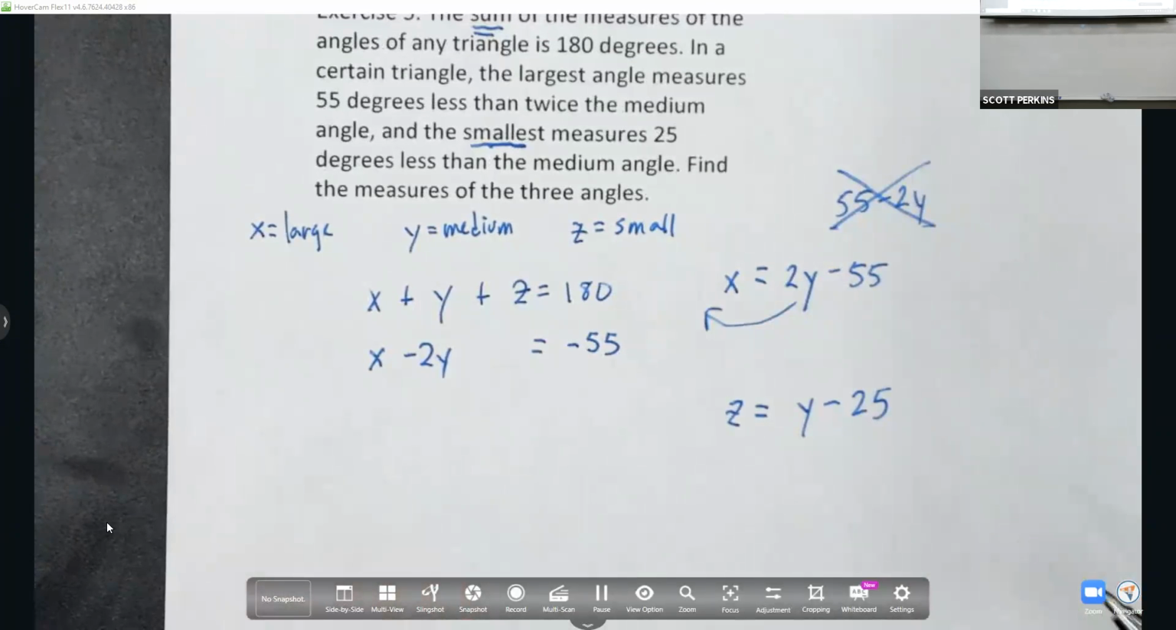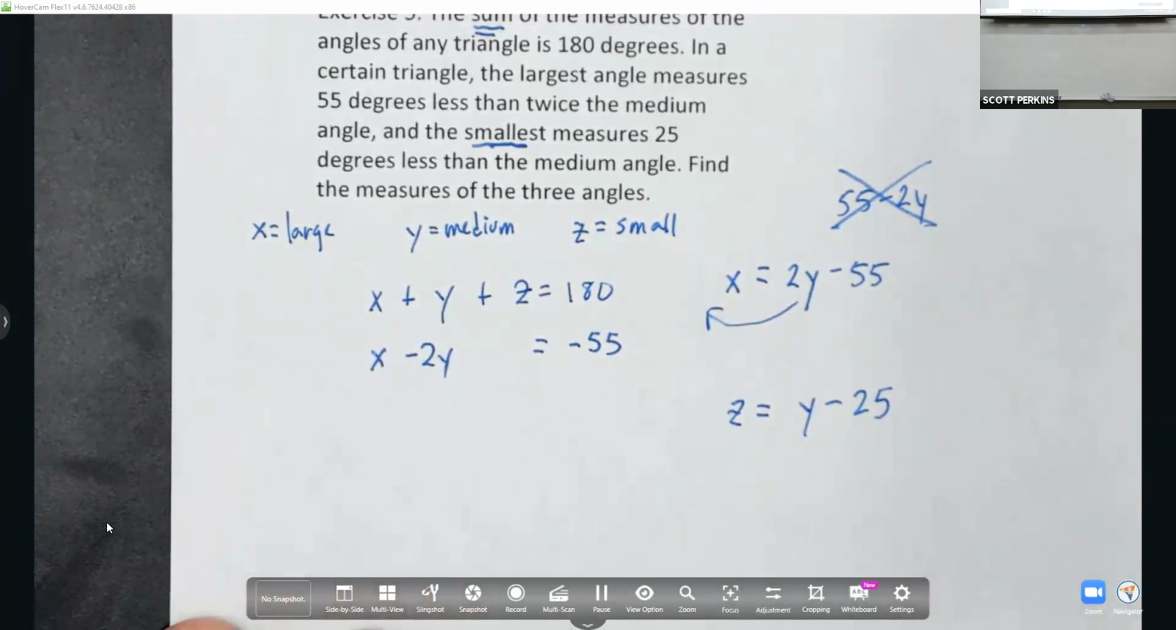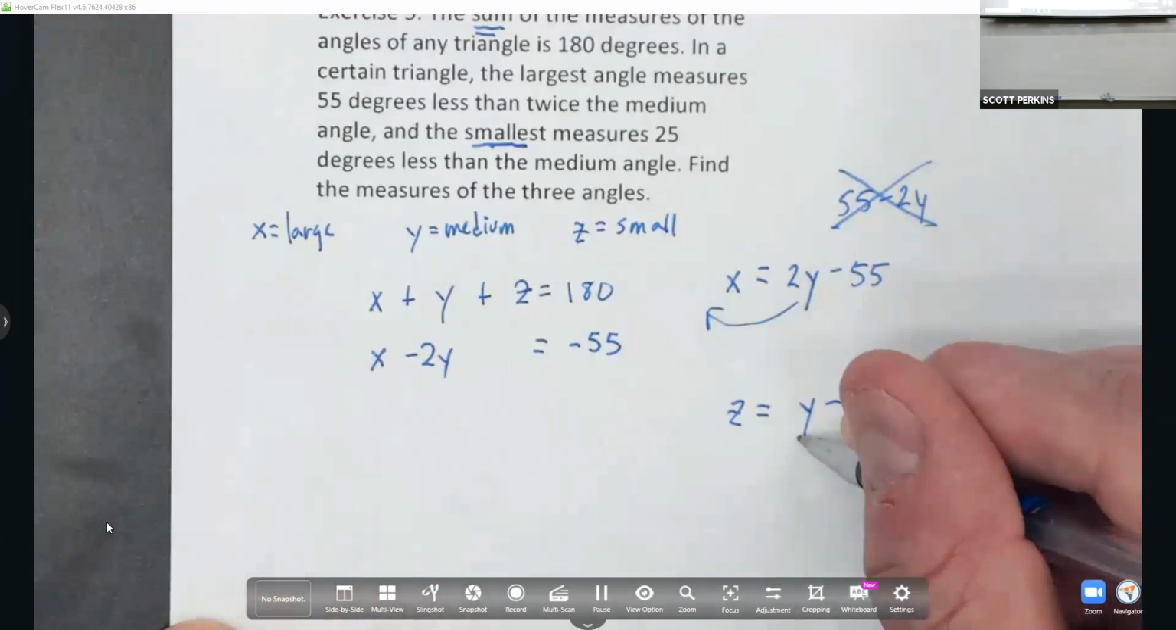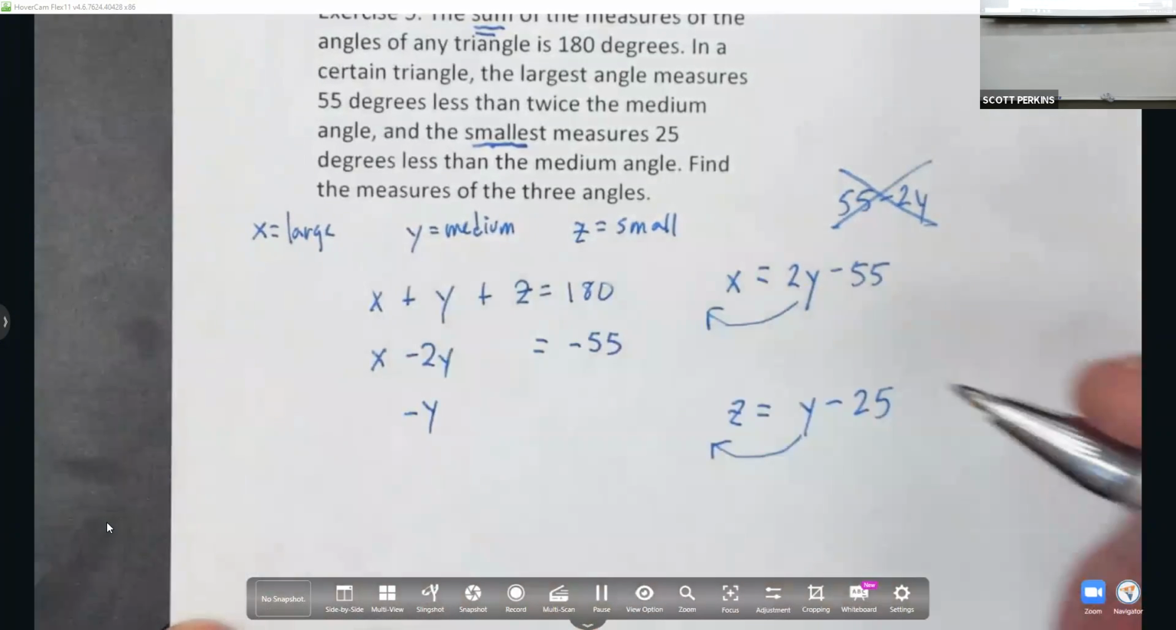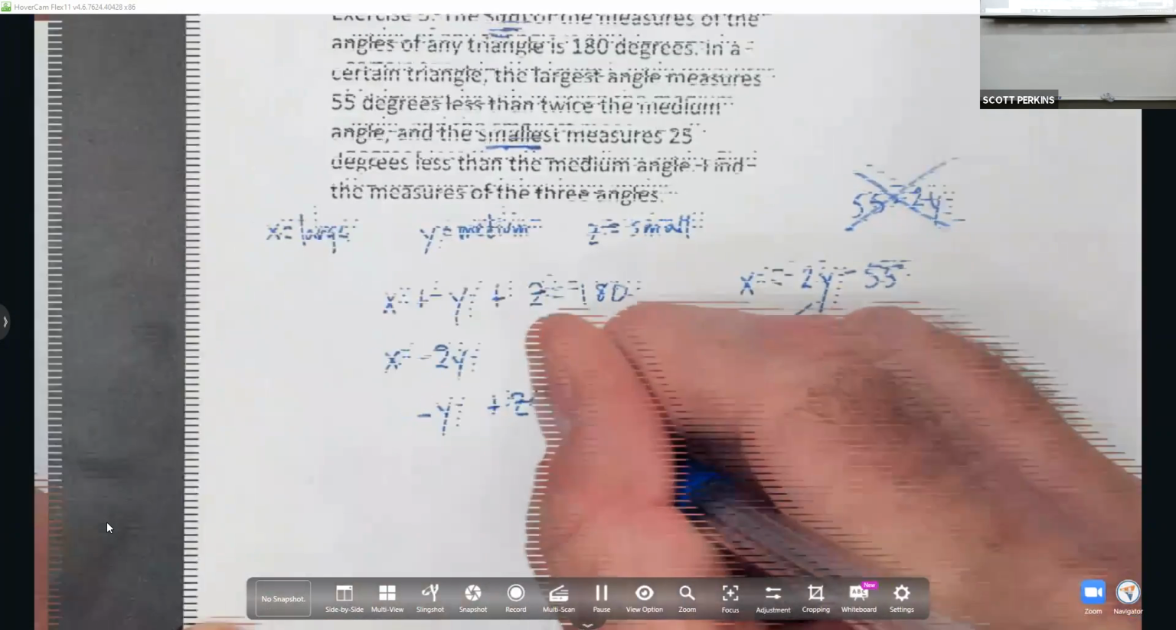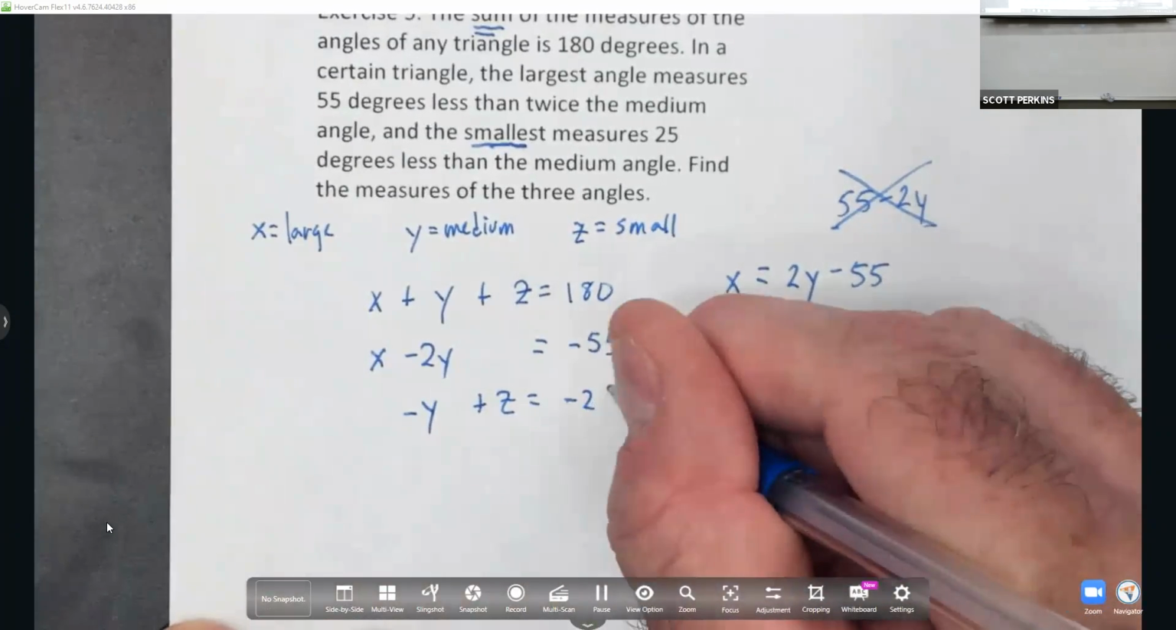25 less than the medium angle. So I start with the medium angle and then I take 25 away from that. So again, I'm going to reformat this by bringing the Y over. This part is for my system of equations. And so I have negative Y and then plus Z is equal to negative 25.